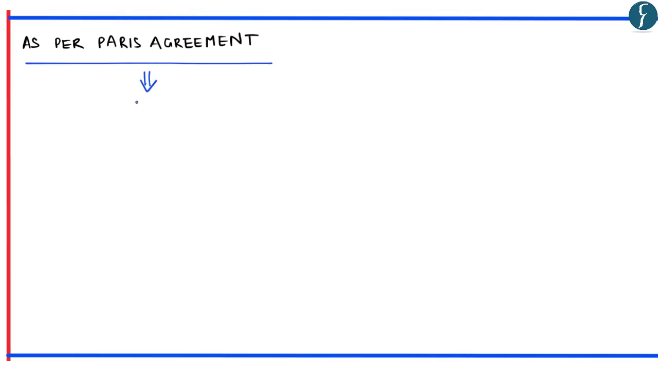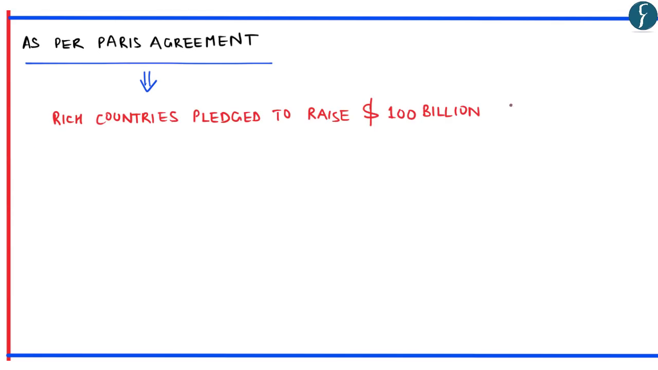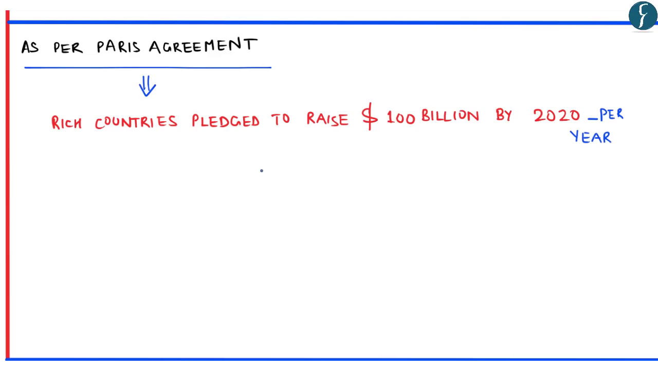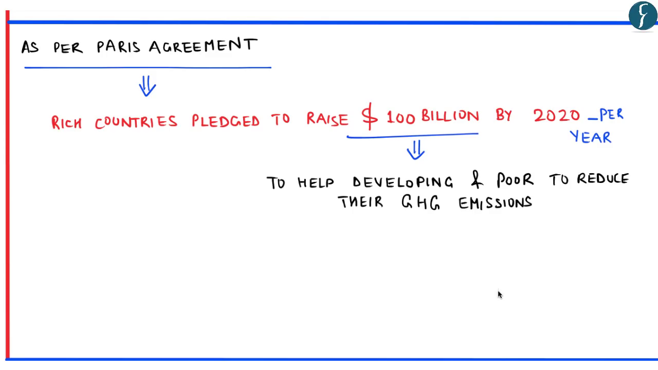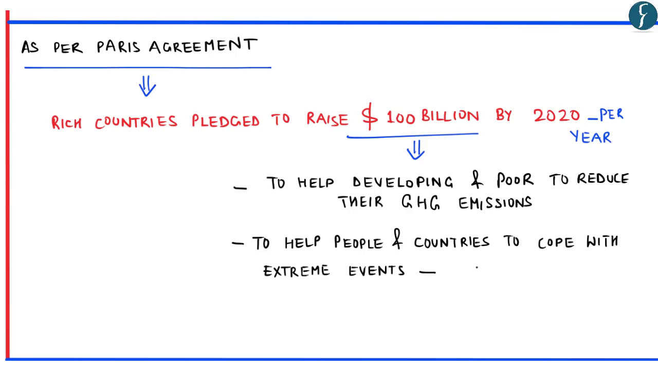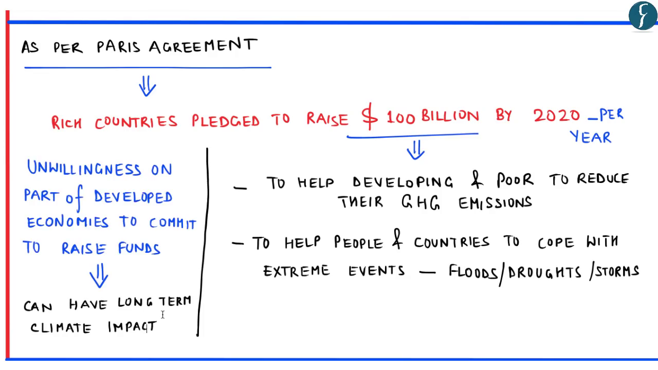Now, as per the Paris Agreement, rich countries pledged to raise $100 billion per year by the year 2020. And this money was to help developing countries reduce their greenhouse gas emissions. This money was also to be utilized to help the population cope with extreme events such as floods, droughts, or even storms. Now, in this aspect, the unwillingness on the part of some of the developed economies to help the poor nations can be said to be a decision made without considering its long term impact, as cases of extreme weather events are becoming a regularity.